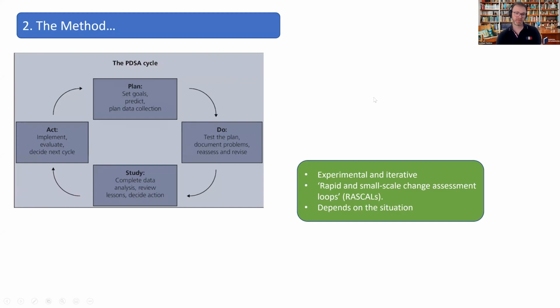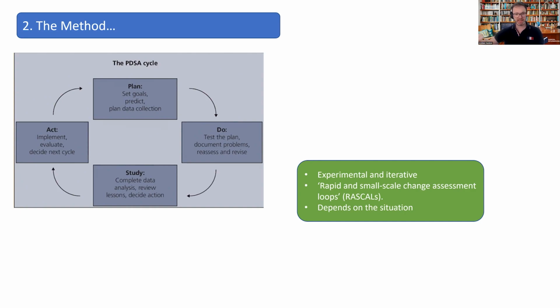Now, what is test of change? Well, they stem from the idea of rapid improvement, right? Which stems from improvement science. It's an improvement practice. Now, the PDSA cycle you may have heard of, this is a very commonly used improvement approach. And it's kind of like saying, look, make a plan of how you're going to do the thing you want to do. So set goals, predict what's going to happen, plan data collections.